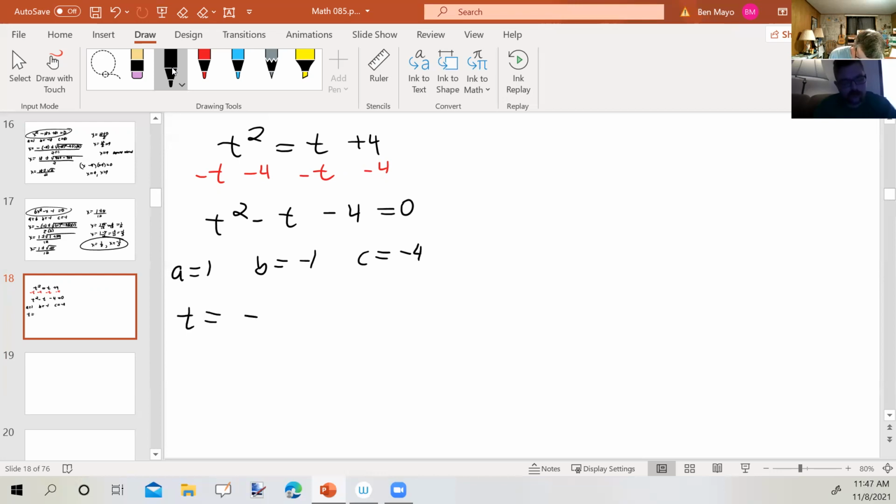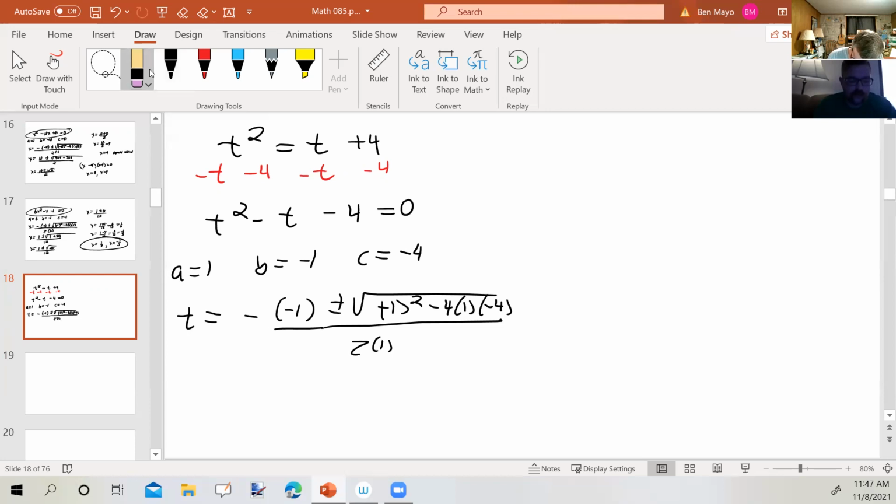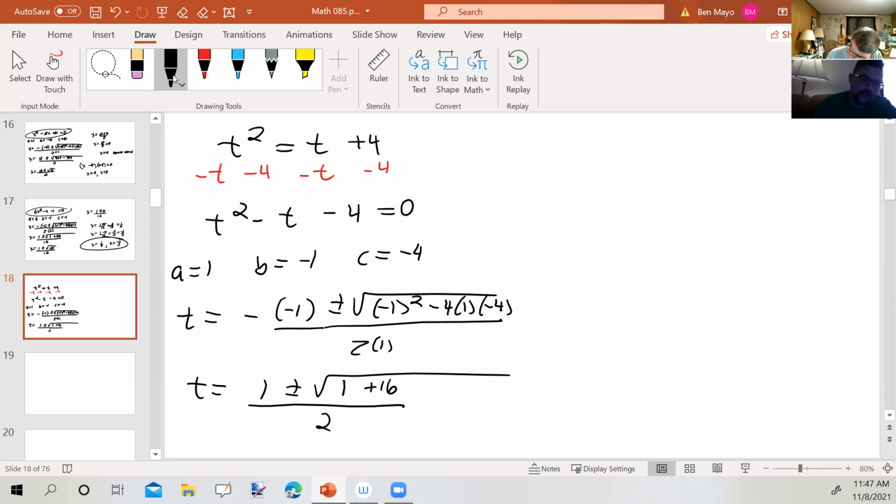So t equals negative b plus or minus the square root of b squared minus 4ac, all over 2a. Notice I said t equals because I'm not solving for x, I'm solving for t. t equals 1 plus or minus the square root of negative 1 quantity squared, which is 1, minus 4 times 1 is minus 4, times minus 4 is plus 16, all over 2. t equals 1 plus or minus the square root of 17, over 2.